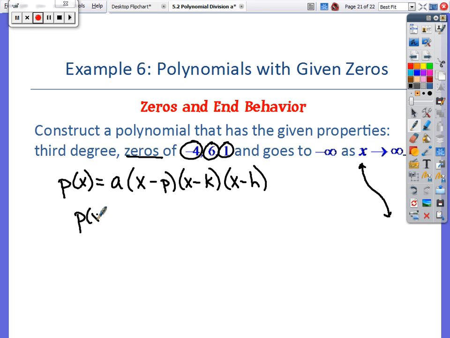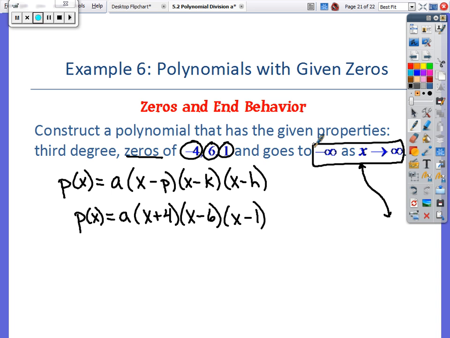So we would have a situation like this, where I would plug in negative 4, so that makes it x plus 4, and then x minus 6, and x minus 1. Okay, so that's where we're at. We're almost there. All we need to know is A. That's what the end behavior is going to tell us.